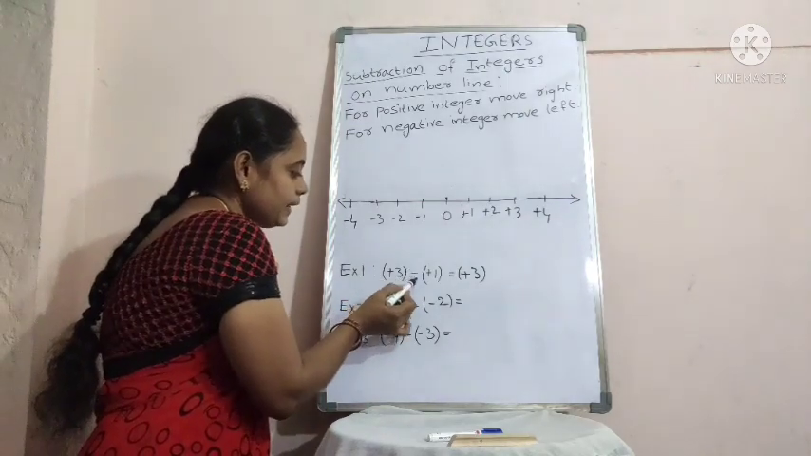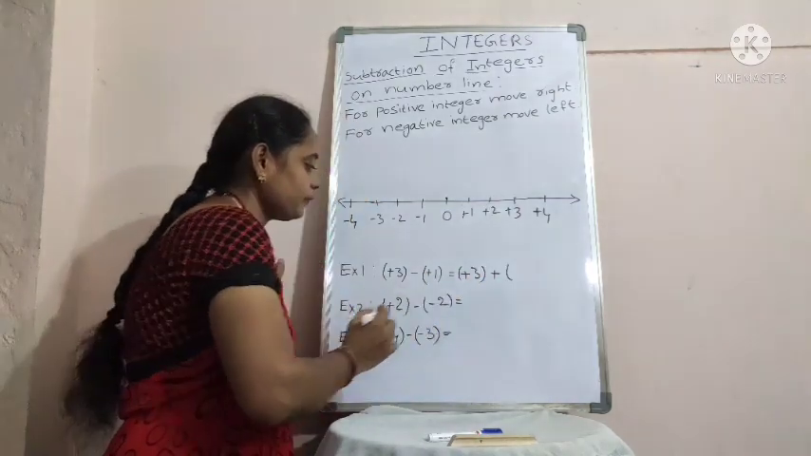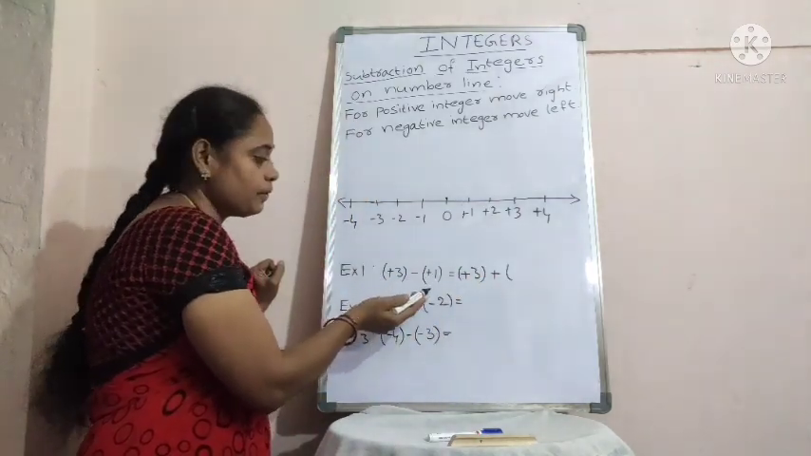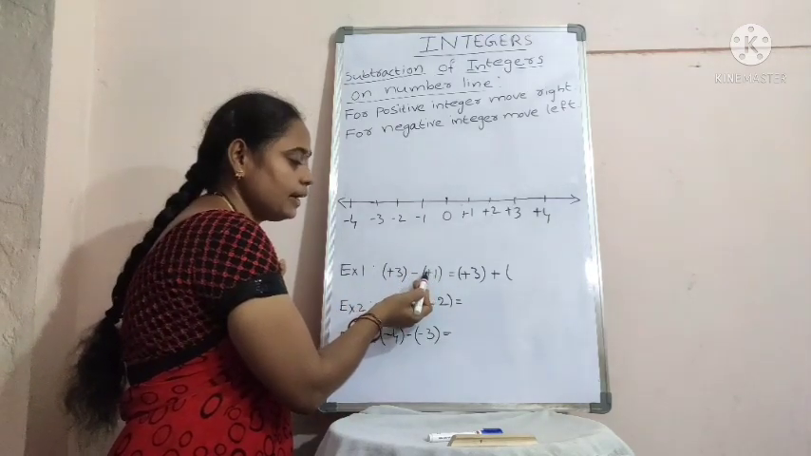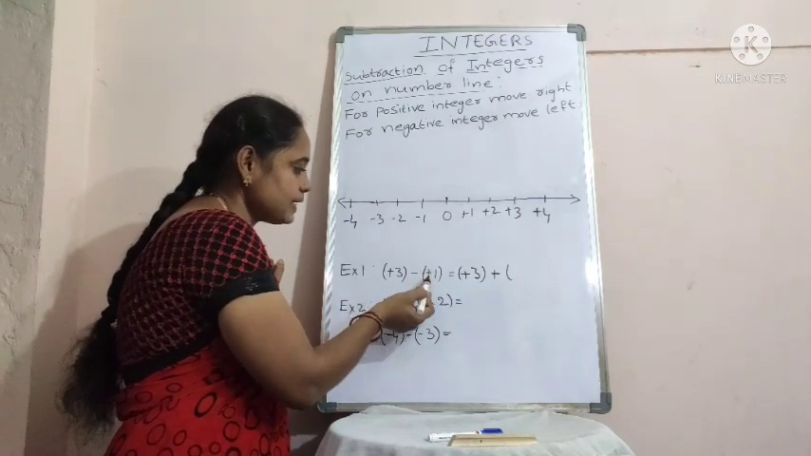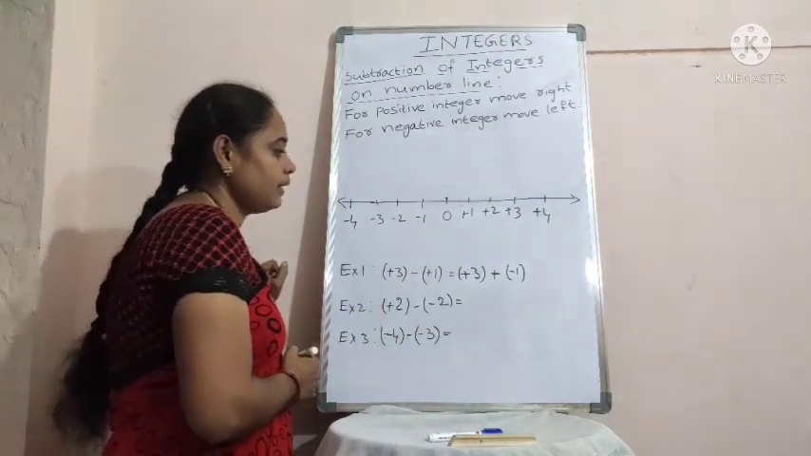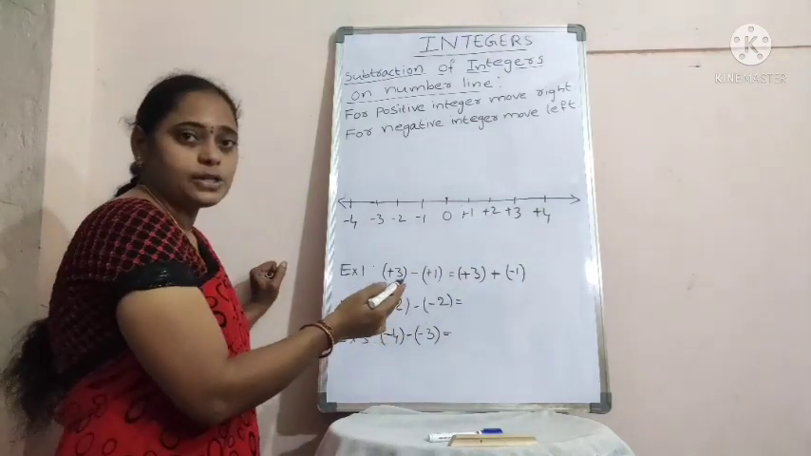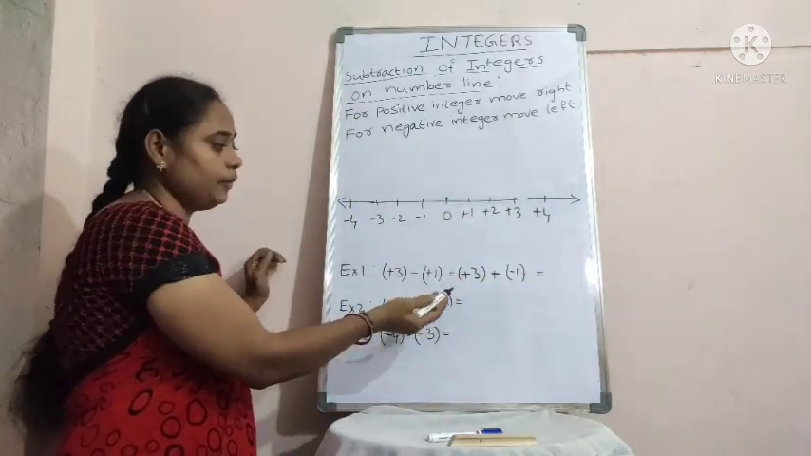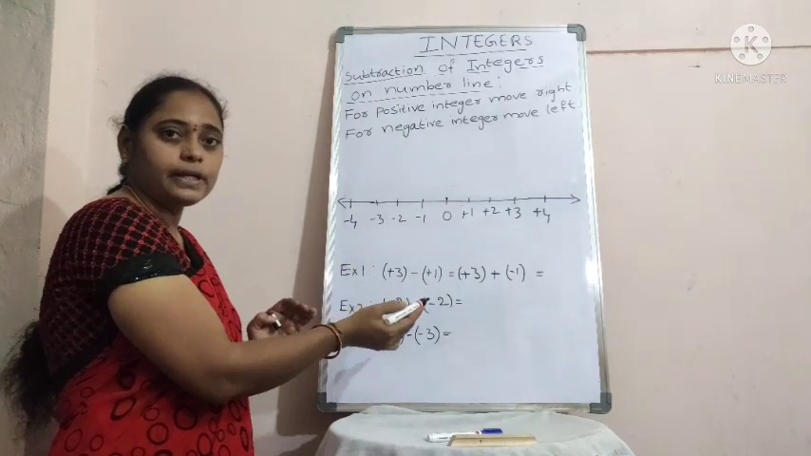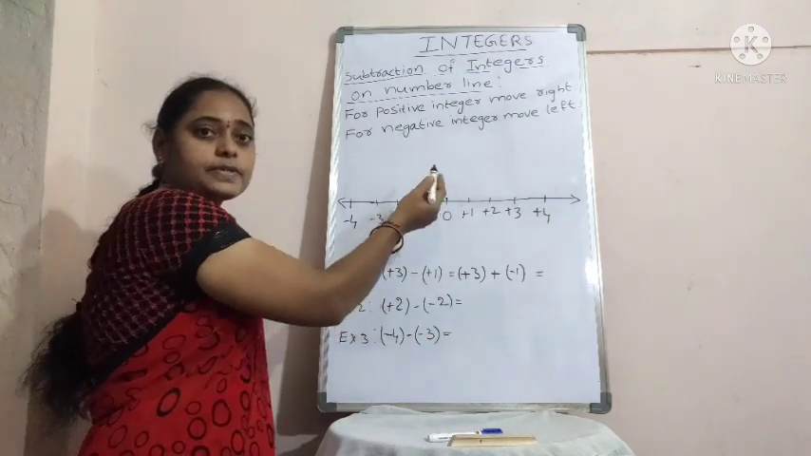Convert the operation subtraction to addition. Get opposite sign of second number. What is second number? 1. What is the sign before second number? Plus. What is the opposite sign of plus? Minus. So -1. Then we apply addition rules. So here +3. We move right or left? For positive integer we move right. Where? From 0.